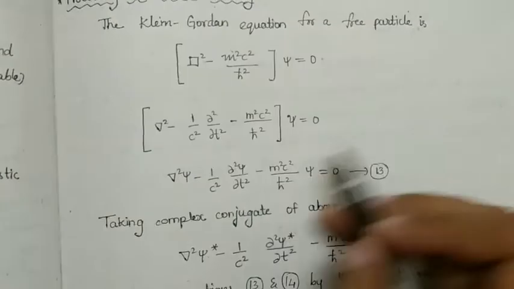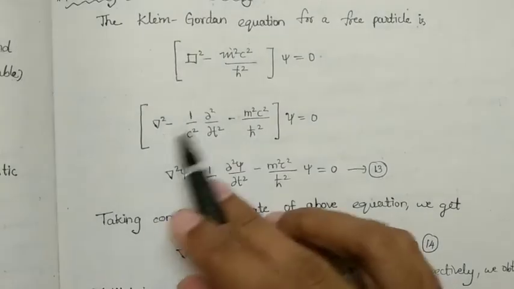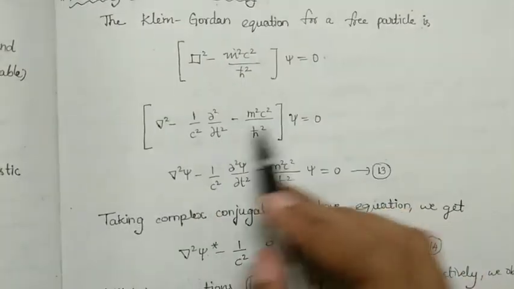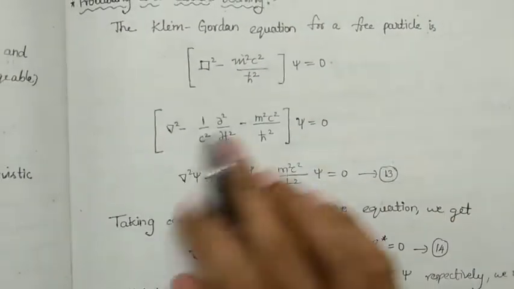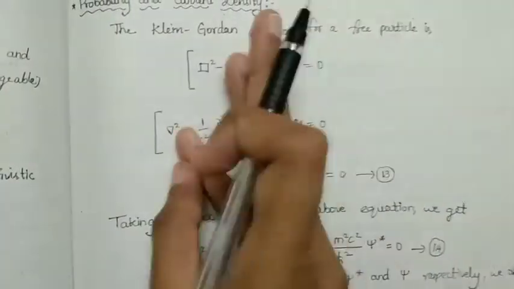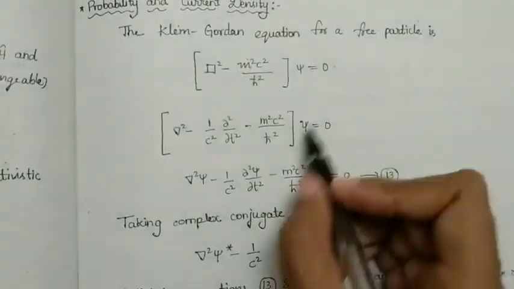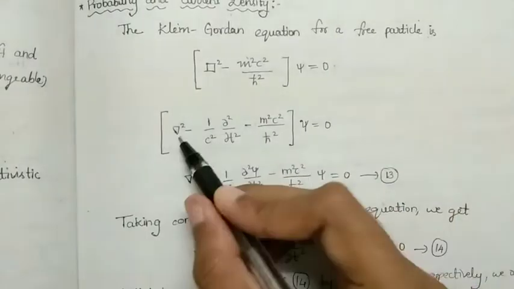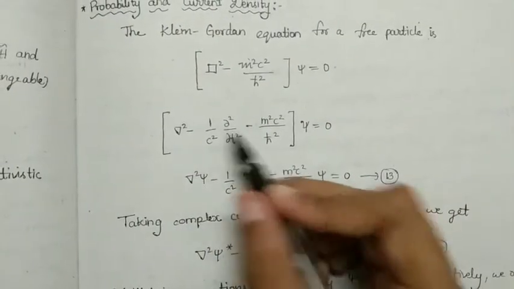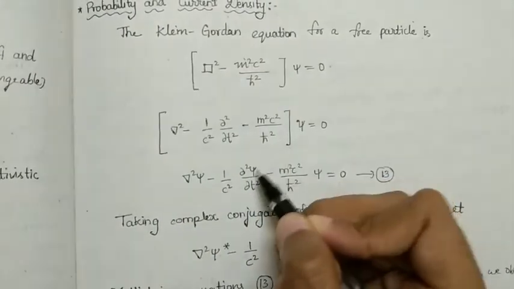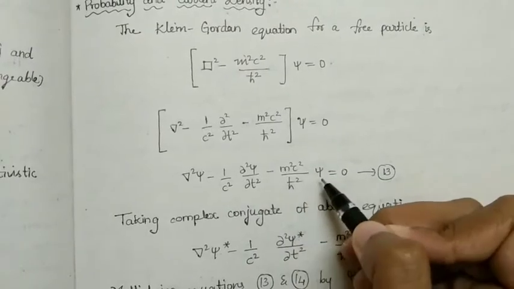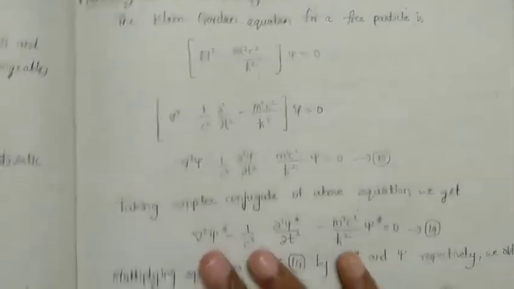And next, into xi equals 0. Now just multiplying, taking this xi inside, what we would have is xi into del square xi minus 1 by c square dou square by dou t square xi minus m square c square by h cut square into xi equals 0. So this is the equation.